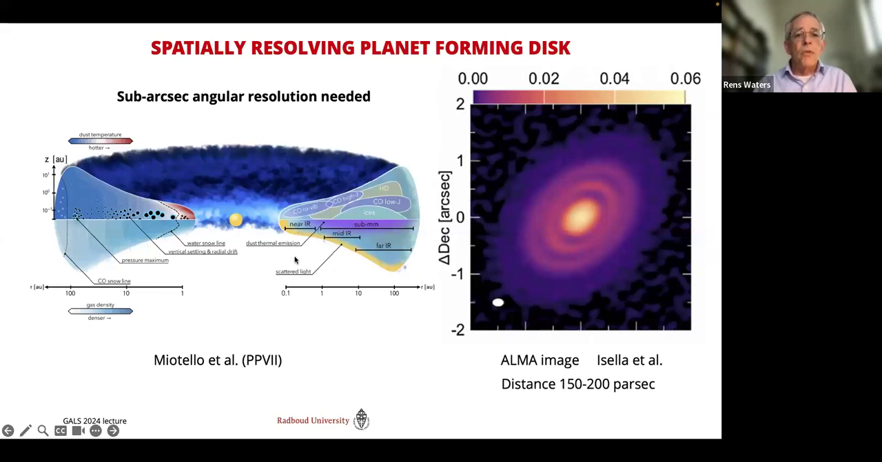And even to zoom in to the inner parts of planet-forming disks, if you want to do that spatially resolved, then you need angular resolutions of a few tenths of milliarcseconds, or even to the milliarcsecond level, for a nearby star-forming region, so typically at a distance of 150 to 200 parsecs. And so that's a very large challenge in order to reach that.